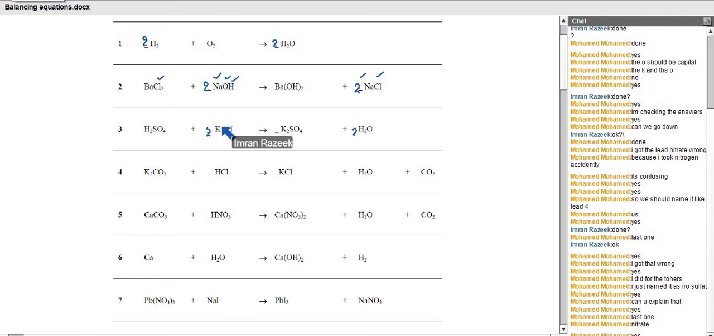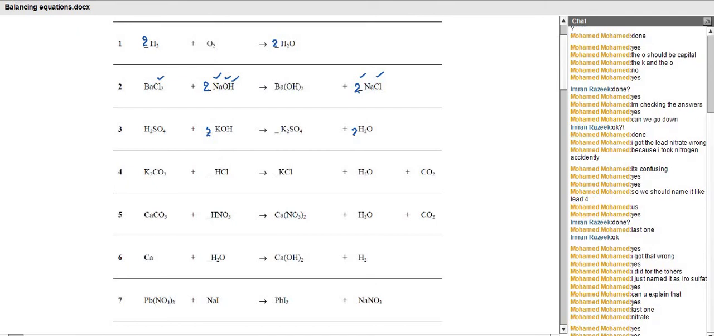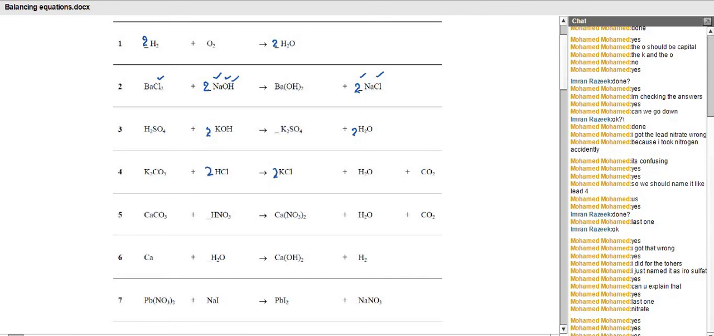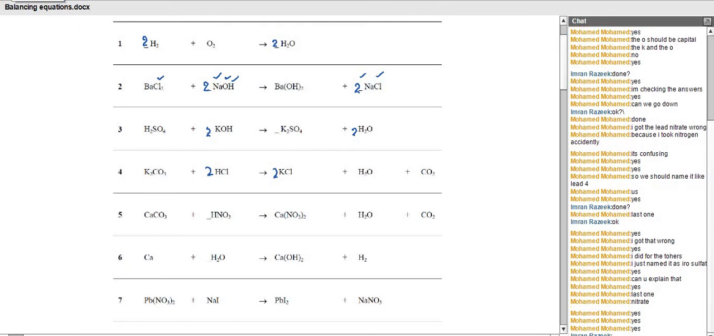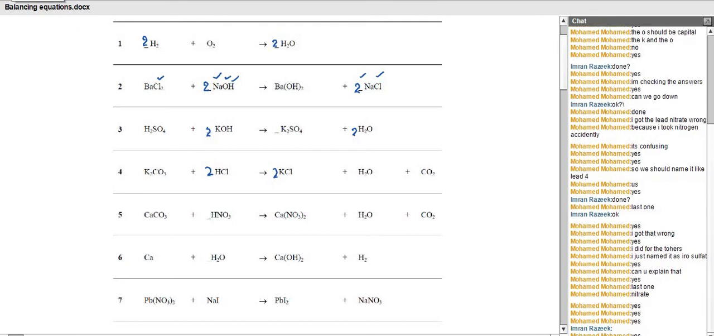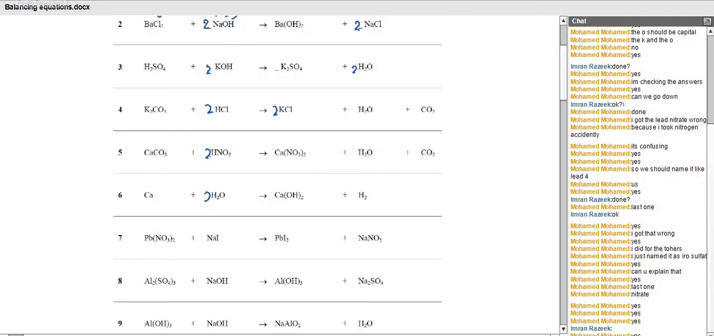Page. I have given the answers, so you can check for yourself. Is there an answer in the last page? I don't know if I have attached the answer page also. You can check for yourself. Is that page there? The answer page? Okay, so you can check.